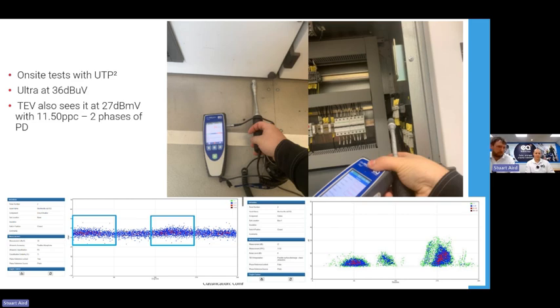It's 11-ish pulses per cycle. It's in the right sort of repetition rate. And there's probably more than one phase of PD involved, looking at that pattern. So fairly clear, yes, we've got a problem. And as you can see there, we can hear it everywhere, even looking through the LV compartment to the compartment just behind that, you can see it coming through. So any small gap, really clear.